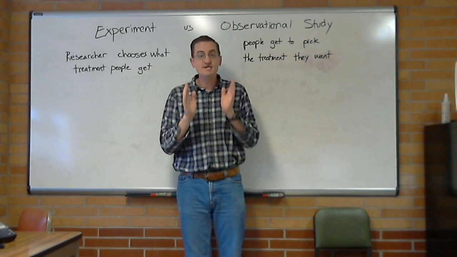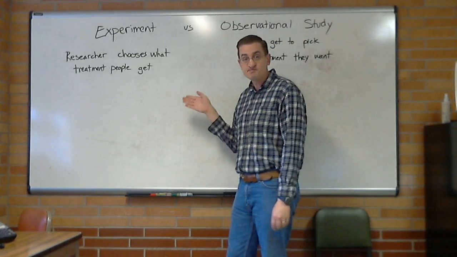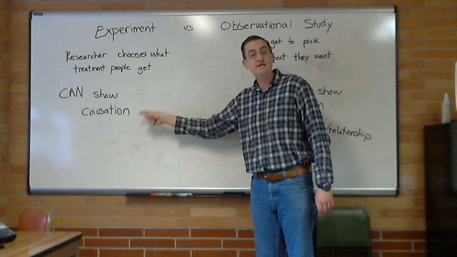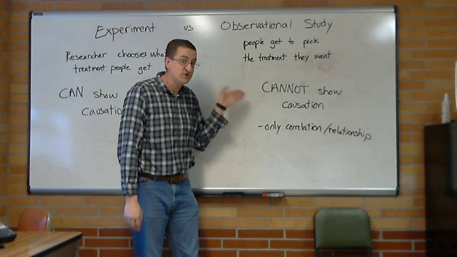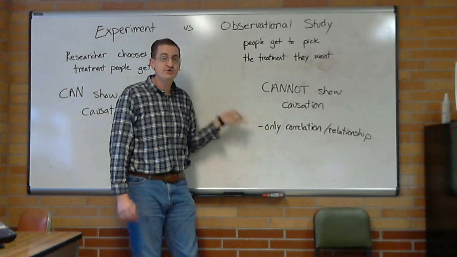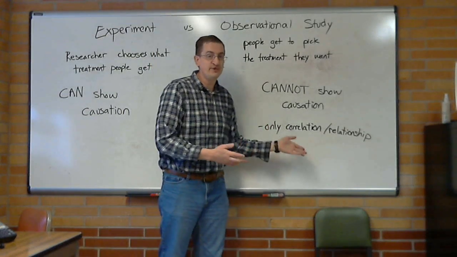The biggest issue of this is that thanks to an experiment, we can show causation. For an observational study, you cannot show causation. You can only show that there is a correlation or a relationship.